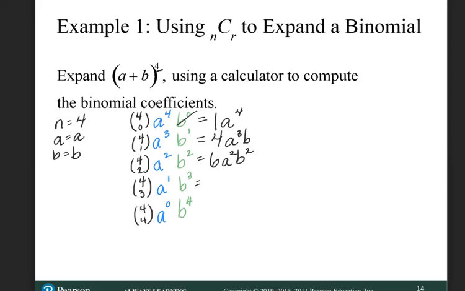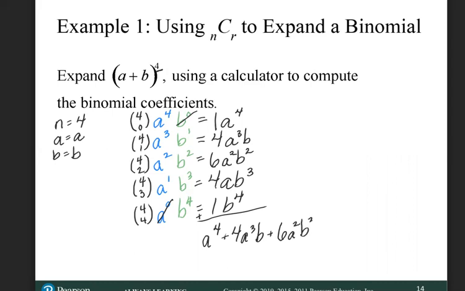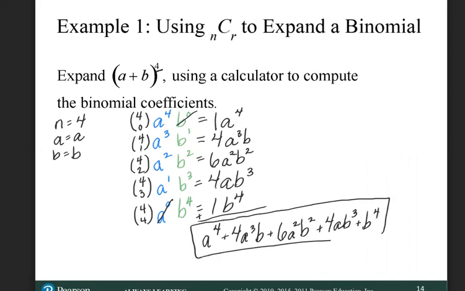4 choose 3 is the same as not choosing 1, so that is 4ab cubed. 4 choose 4 is the same as choosing none, so that is one way. I don't have to write a to the 0, b to the 4th. And then I add all of them up. So I have a to the 4th plus 4a cubed b plus 6a squared b squared plus 4ab cubed plus b to the 4th. And that is our expanded form.